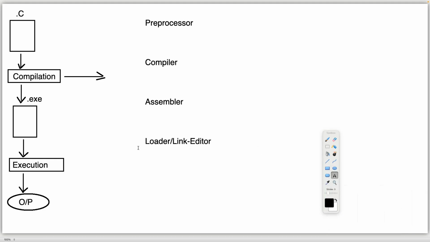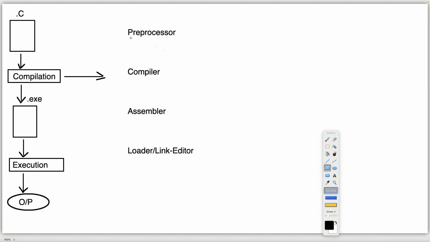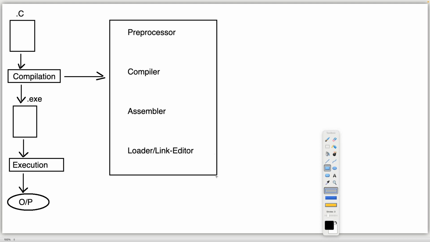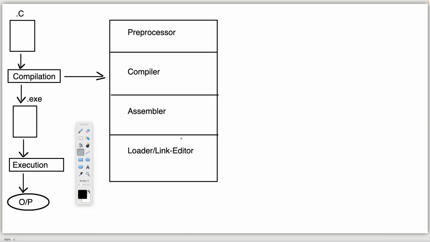Inside the compilation, how many phases are available here? Overall, 4 phases are available. What are the 4 phases? First one is the preprocessor, and after this preprocessor, the compiler. Next one is the assembler. After this assembler, the next one is the loader, link editor. Clear? All of you are getting clarity on this?